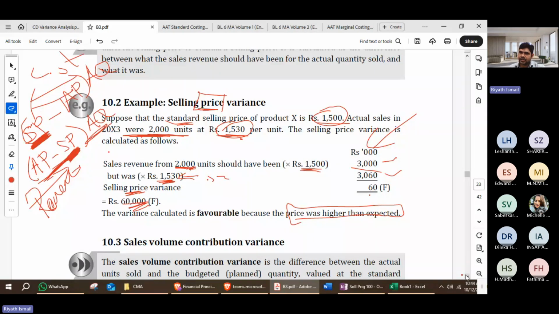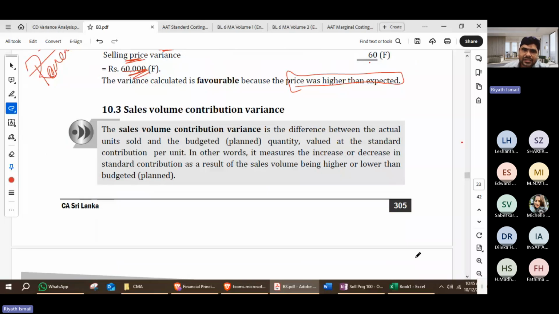The second cause of such a difference is sales volume, right? Sales volume means the quantity, the units. That is sales volume contribution variance. Sales volume contribution variance is the difference between the actual units sold and the budgeted or planned quantity, valued at standard contribution per unit.